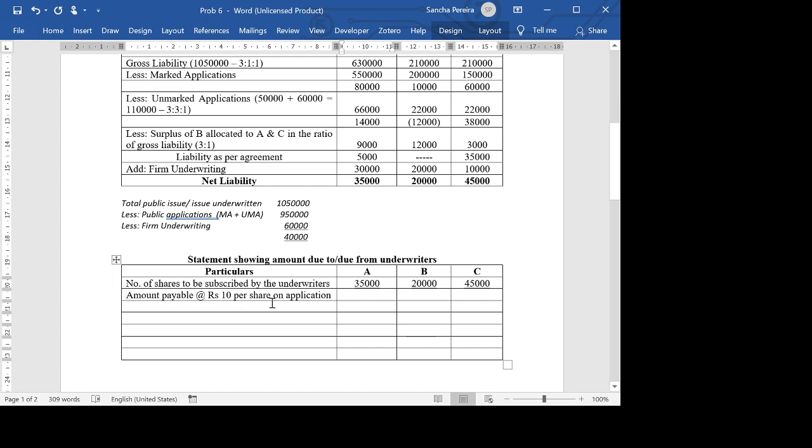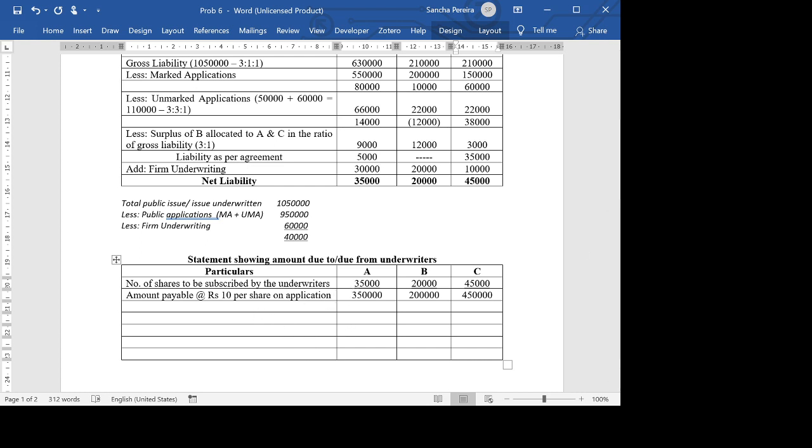So amount payable at rupees 10 per share on application. That is 35,000 into 10 will be 3,50,000. 20,000 into 10 will be 2 lakhs. And 45,000 into 10 will be 4 lakh 50,000. That is the amount payable by the underwriters at rupees 10 per share application. We are only concerned with underwriters. Public have already paid. Since they have applied for the shares, they have already sent the application money along with it.